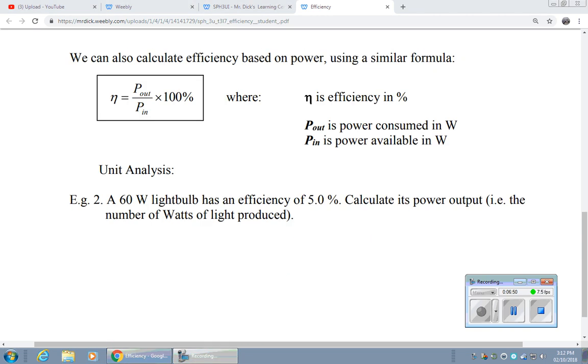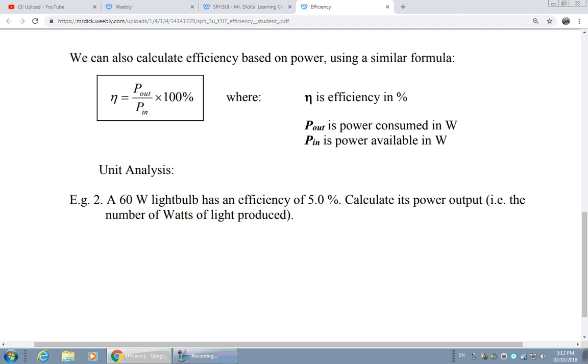In some situations, though, we may not actually know a lot of information about the energy itself, but we may know some more information about the powers involved. So we can actually calculate efficiency also based on power using a very similar formula. If we know how much power we're getting out of a device, and we know how much power is being pumped into that device, if we divide those values and still multiply by 100%, we'll get our efficiency value.